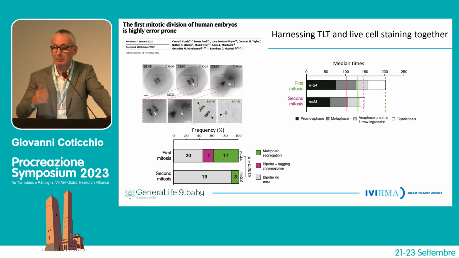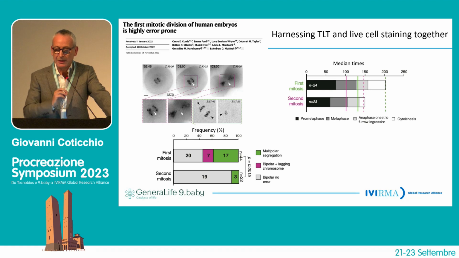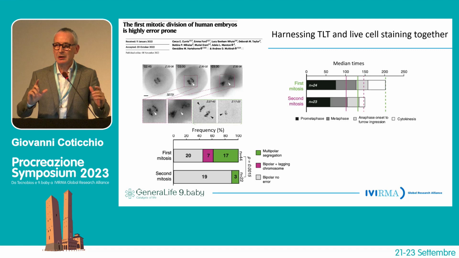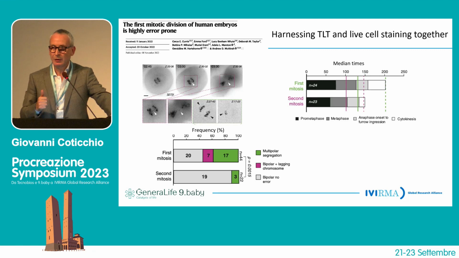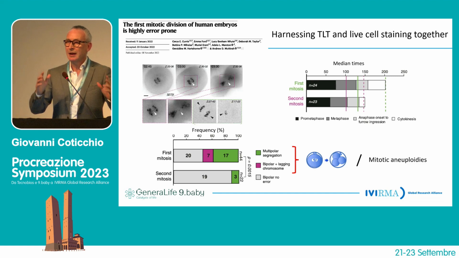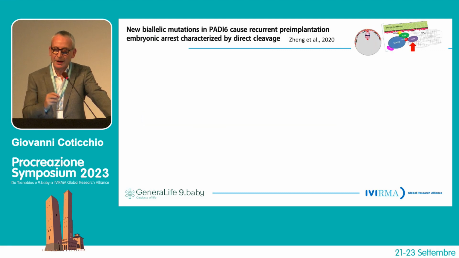It can be bipolar, but with some lagging chromosomes, etc. And the interesting thing to notice here is that the delay in the process of the first mitosis is reflected in abnormalities of the mitotic spindle and an increased risk of mitotic aneuploidies, as we've seen before with Chris. So there are a number of things that are coming nicely together from different disciplines, different observations, different points of view. And I think this is the beauty of this area of research.